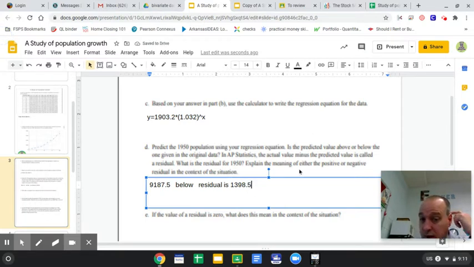Explain the meaning of either a positive or negative residual in the context of the situation. All right, so in this one, if the residual is positive, then that just means that my predicted value is lower. So that's why I would write residual is positive.